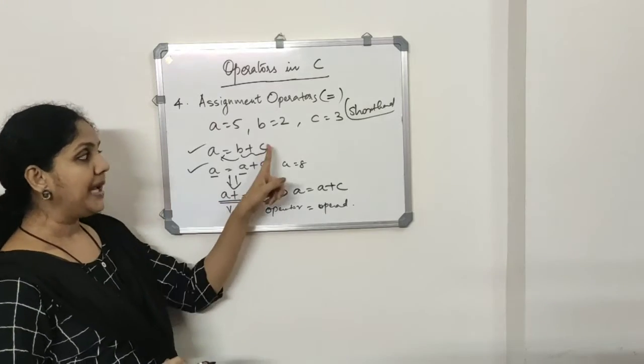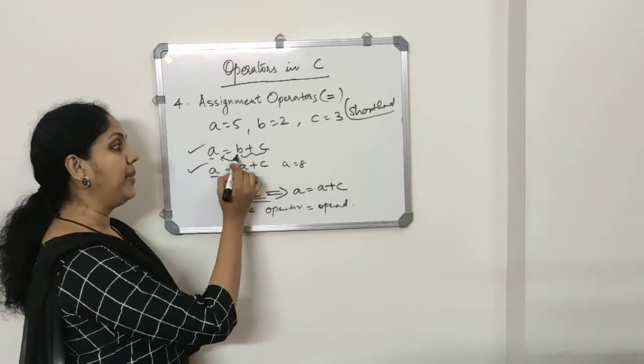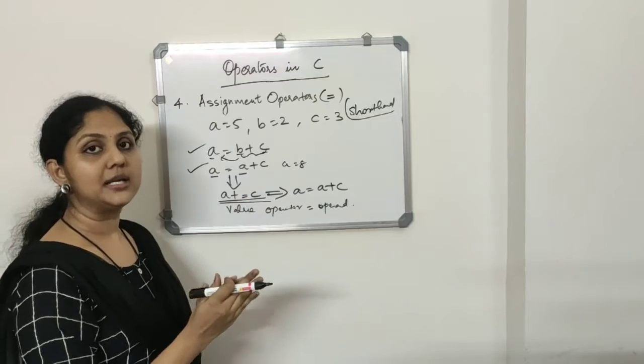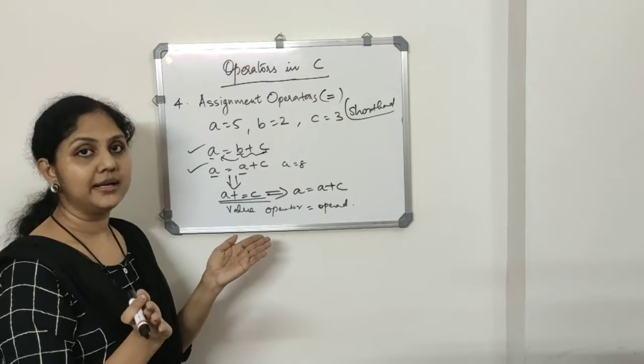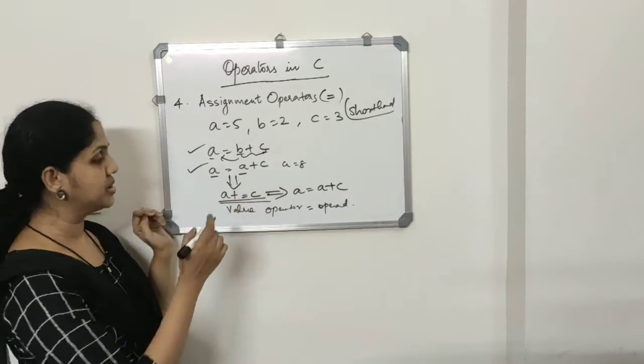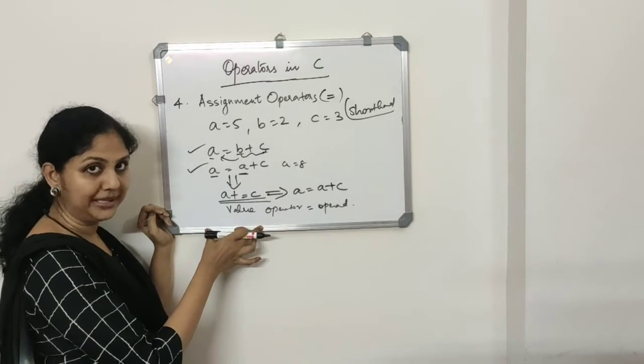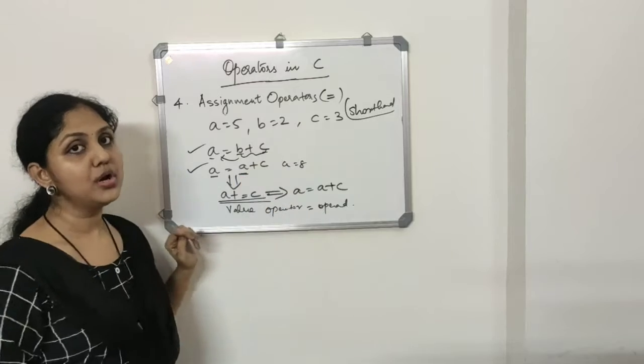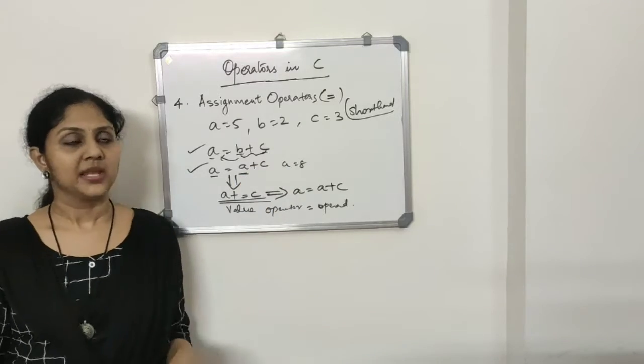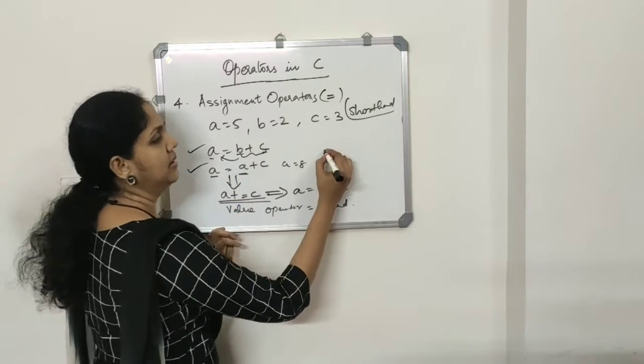So this cannot be applied here because A, B, C, the three operands are different. Here I am using three operands but two are the same. So in that case I can go for the shorthand method, but here I cannot go for the shorthand method. Okay. So we can go with any expressions like this.